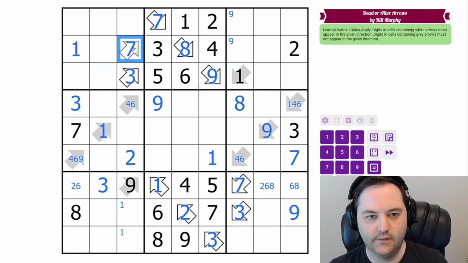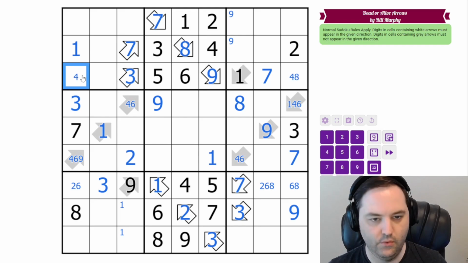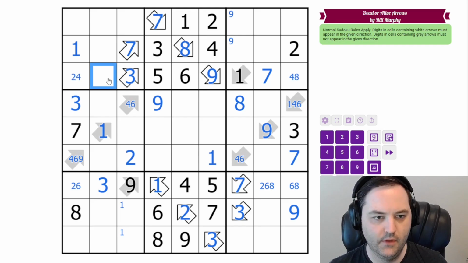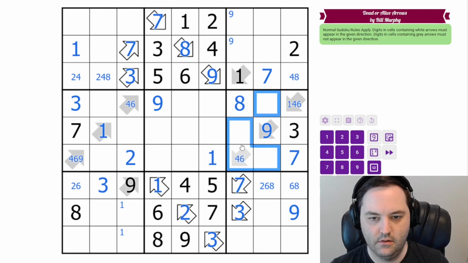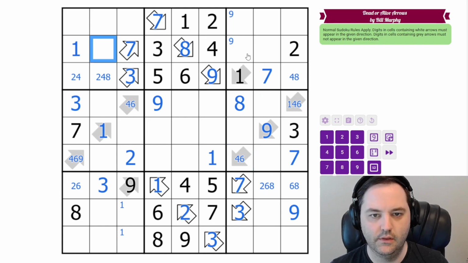Across here, we need a 7. We've got 7s there, so this is 7. This can be 4 or 8. This can be 4 or 6, 2. And this can be 2, 4, or 8. Alright, we still need a 2 and a 5 in here. I don't think we can do that yet.